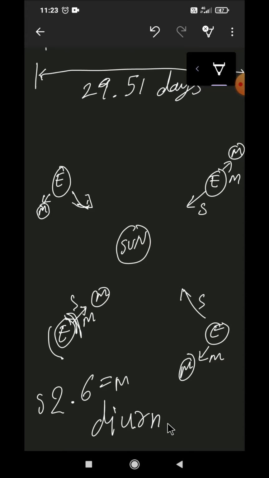Diurnal tides. The diurnal tides include two low tides and two high tides for one rotation of the Moon around the Earth. Now during full or new moon, when the Sun, Moon and Earth are in a line, the gravitational forces of the Sun and Moon are enhanced and the tidal range is large, and the tidal range is maximum on the full moon and new moon, and such tides are known as spring tides.